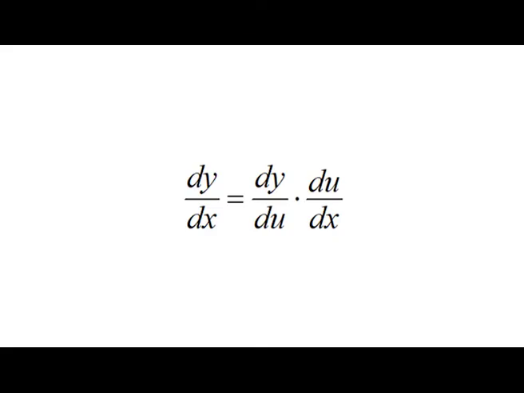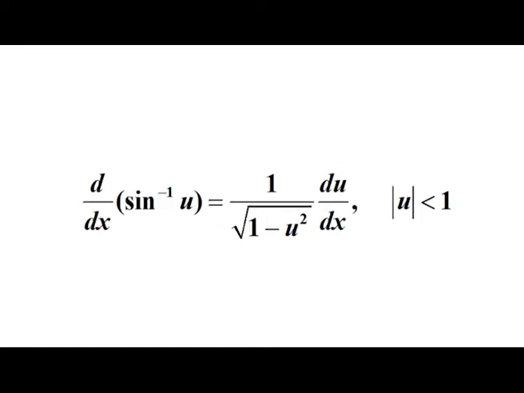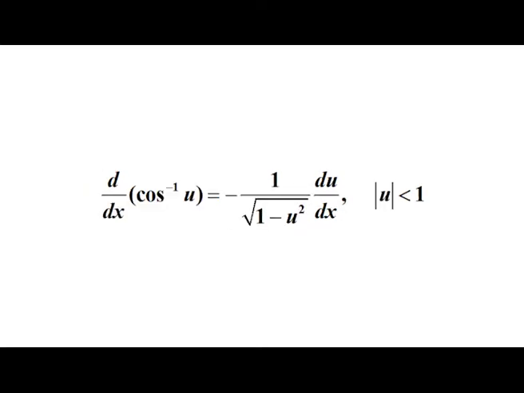If u is a differentiable function of x with mod u less than 1, we apply the chain rule dy by dx equal to dy by du into du by dx to the function y equal to sin inverse of u. We obtain the following generalized version: d by dx of sin inverse of u equals 1 by square root of 1 minus u square into du by dx with mod u less than 1. Similarly, d by dx of cos inverse of u equals minus 1 by square root of 1 minus u square into du by dx with mod u less than 1.